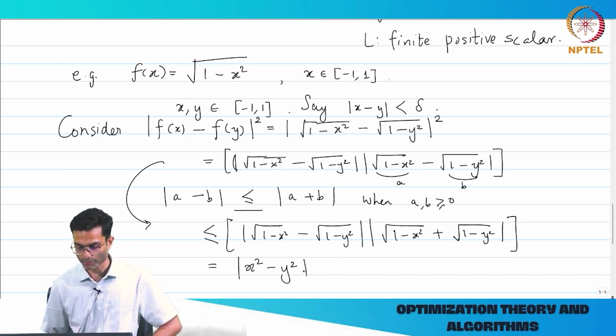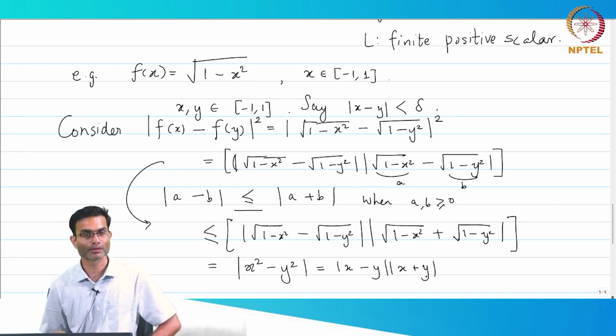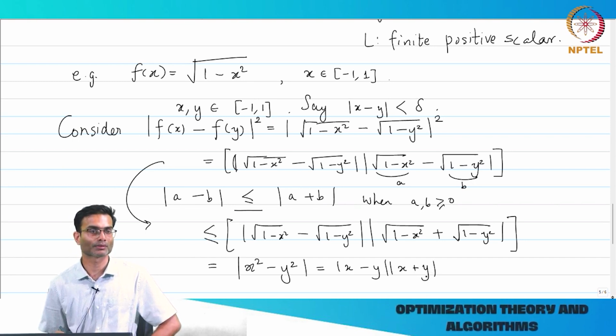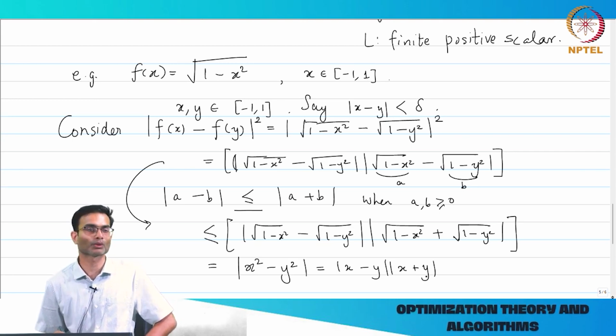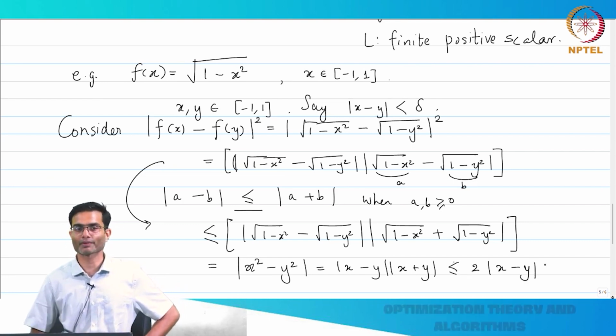Correct. So this x square minus y square can again be written as mod x minus y times mod x plus y, right? Now can I bound this further? X plus y has to be less than or equal to 2. So this becomes less than or equal to 2 times mod x minus y, right? So you got the trick that we were trying to do.